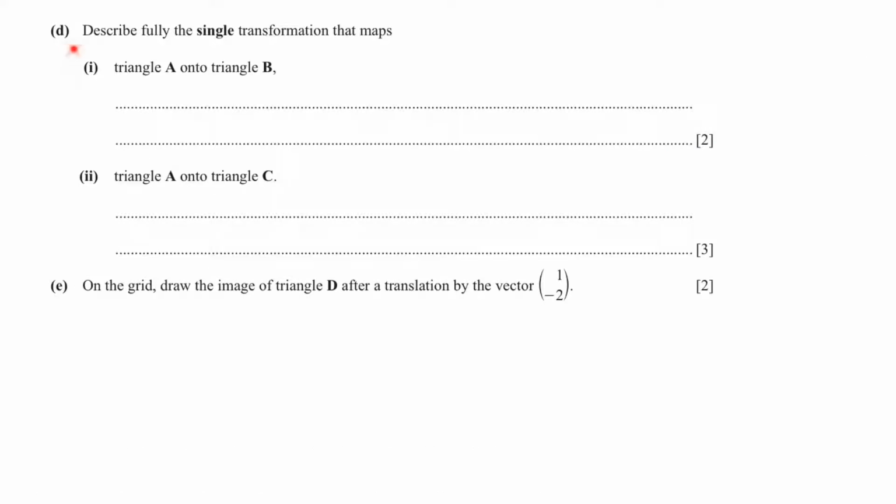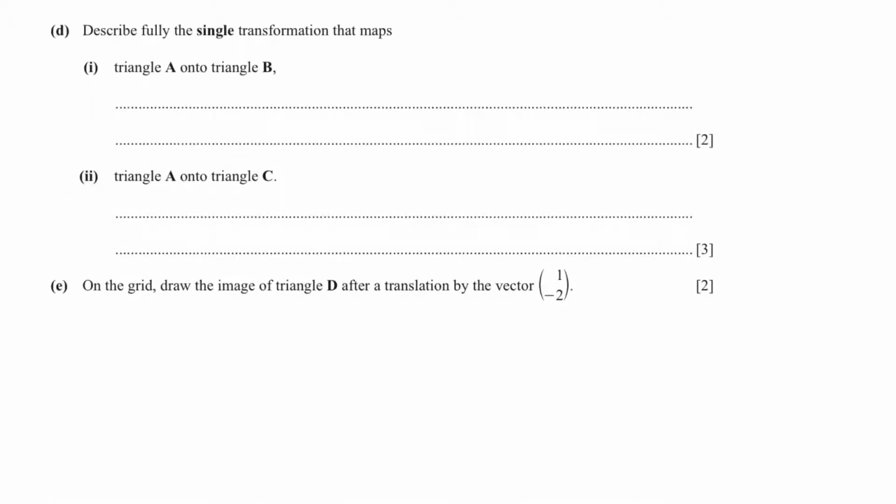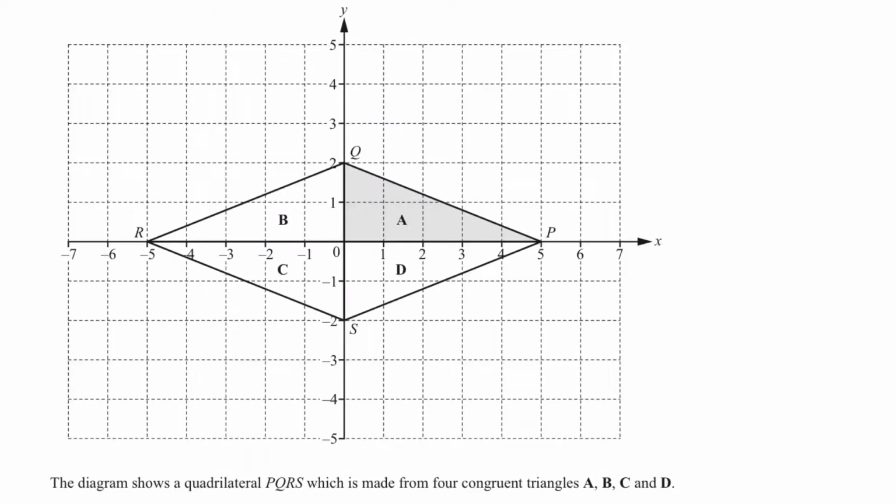In part D, describe fully the single transformation that maps triangle A onto triangle B. This is triangle A and this is triangle B. We can see it's a reflection in the y-axis. Therefore, reflection in y-axis. The next part, triangle A onto triangle C. A onto C.